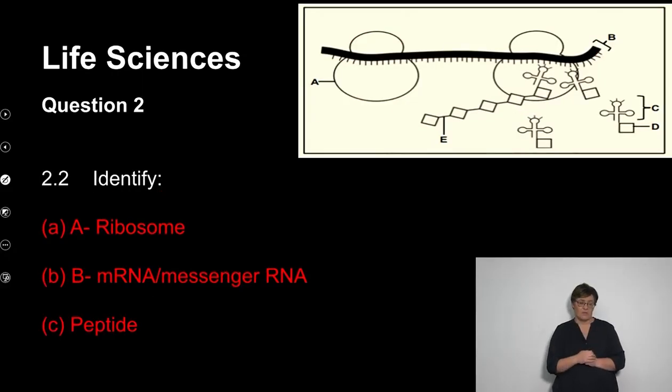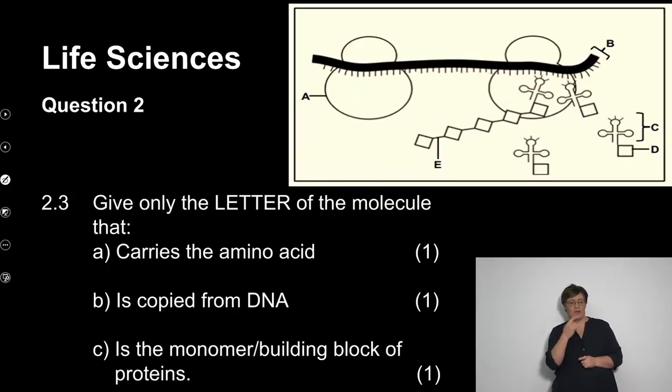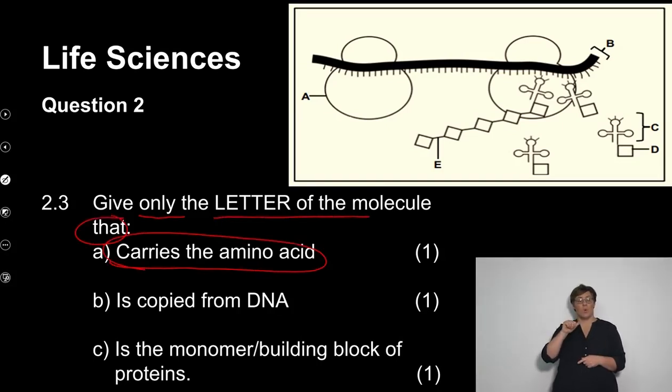Okay, so that's a quick check of our answers. As we wrap this up, let's very quickly look at one more question. Give only the letter of the molecule that carries the amino acids. This would be a structure that's carrying the amino acid, so it would be letter C, and that structure is referred to as the transfer RNA.